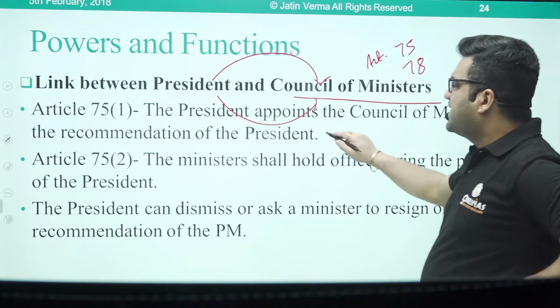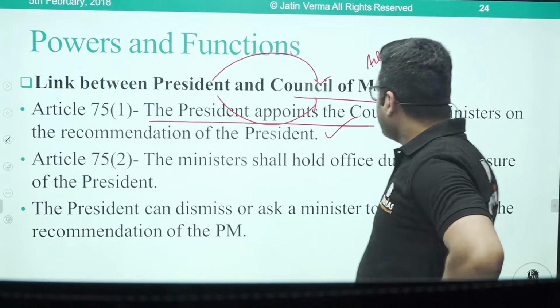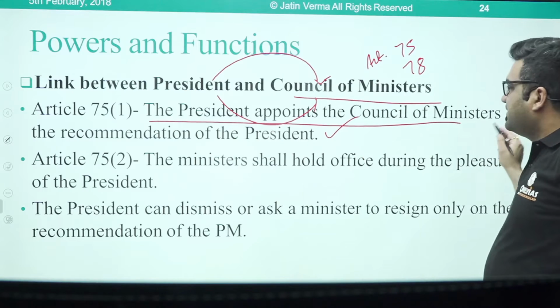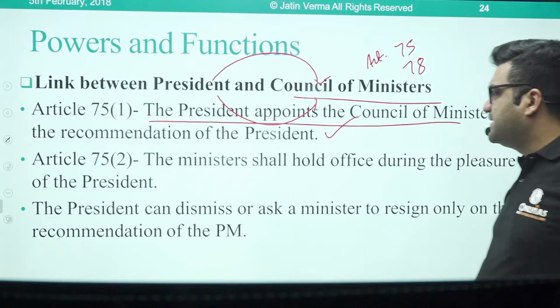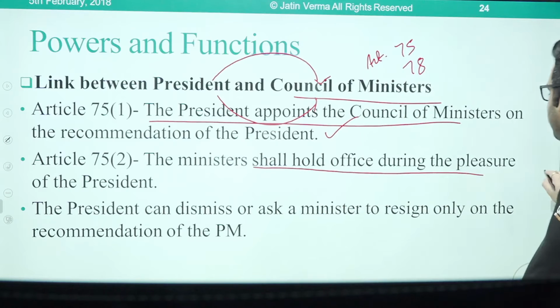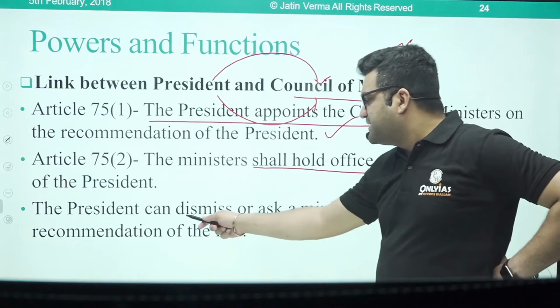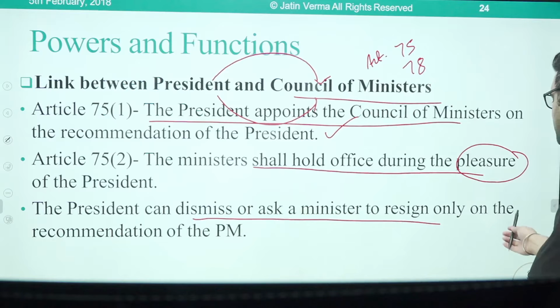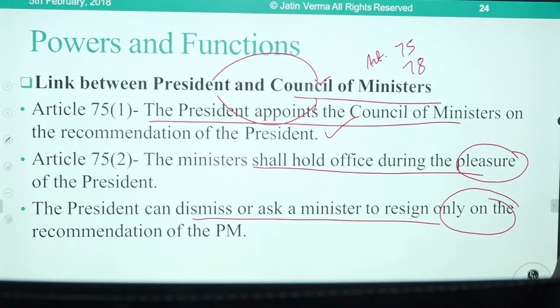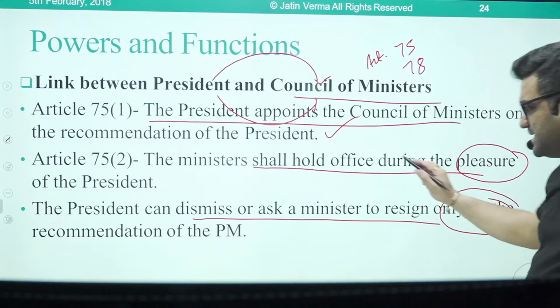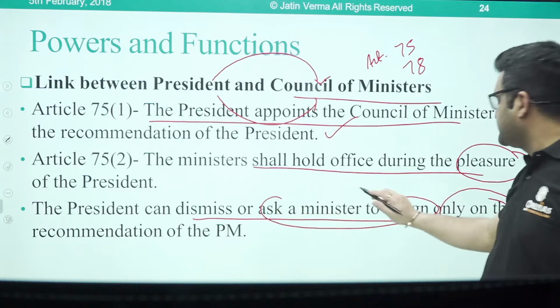So in such scenarios, the President appoints the Council of Ministers on the recommendation of the Prime Minister. The Minister shall hold the office during the pleasure of the President. The President can dismiss or ask a minister to resign only on the recommendation of the PM.